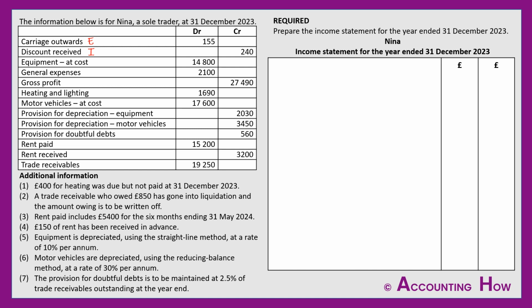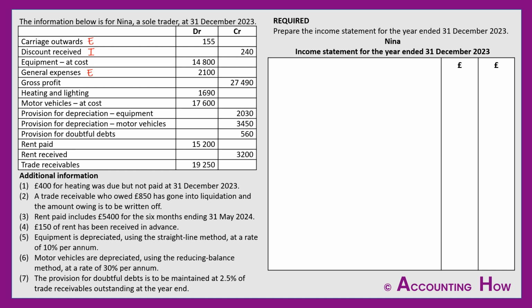They've given me equipment at cost. Well, equipment, that's going to be an asset. So that won't be recorded in the income statement because assets go into the statement of financial position. And maybe I'll need that figure in a little while, but I'm not going to label it for this question because it's neither an expense nor an income. General expenses are obviously an expense, so I'll put an E there. The gross profit we've already mentioned, that will be my starting figure.